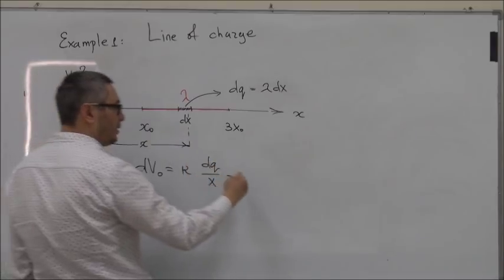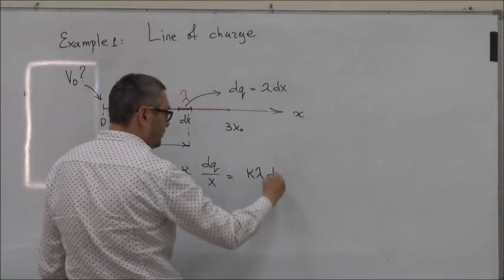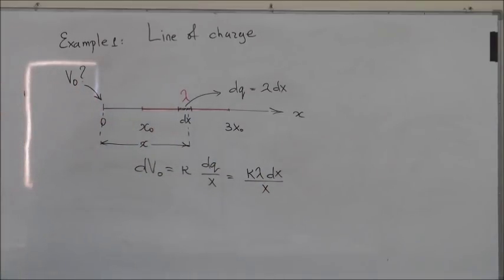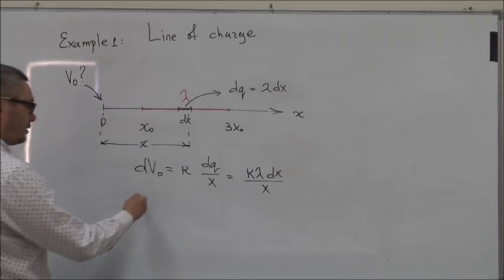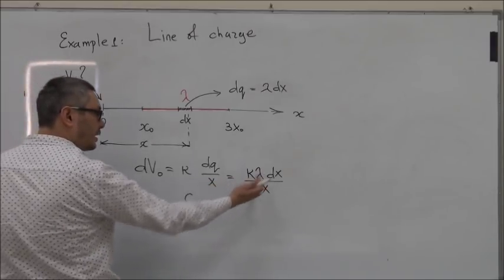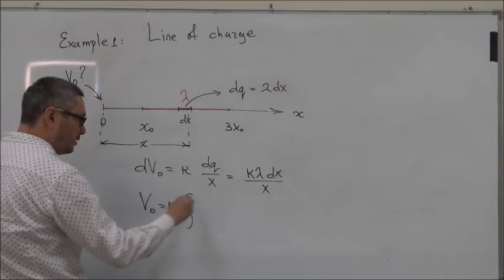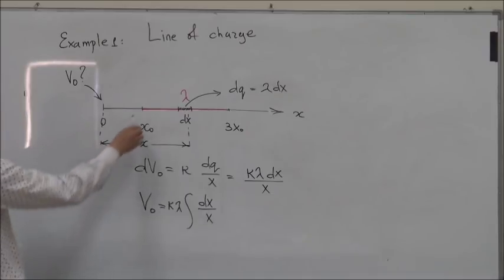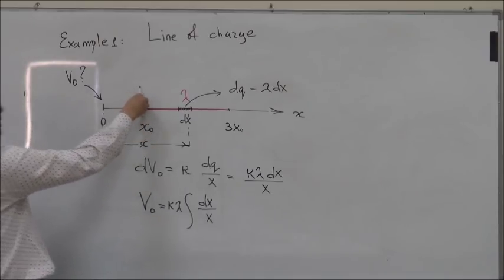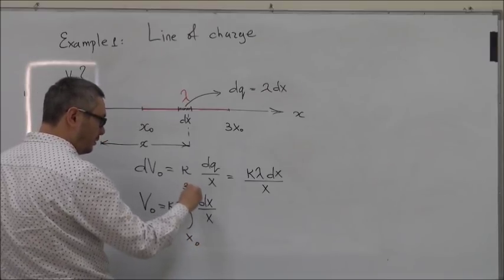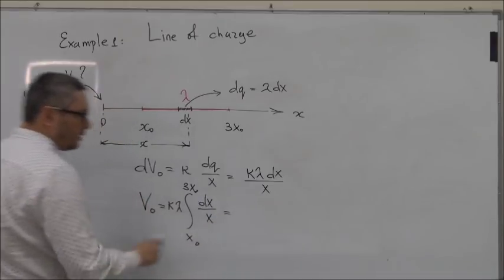So we can substitute, we get k lambda dx over x. So what is the electric potential V0 then? Well, we just need to take an integral. So V0 is then equal to an integral. k lambda is a constant, so it just comes out of the integral. dx over x. And remember, the charge is extending from x0 to 3x0. So the limits are from x0 to 3x0.